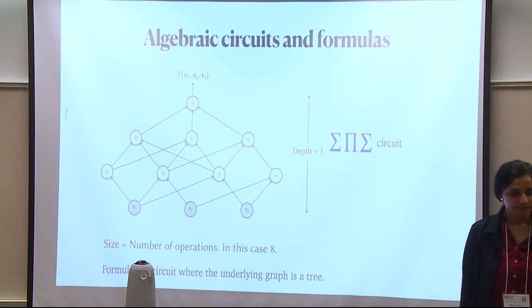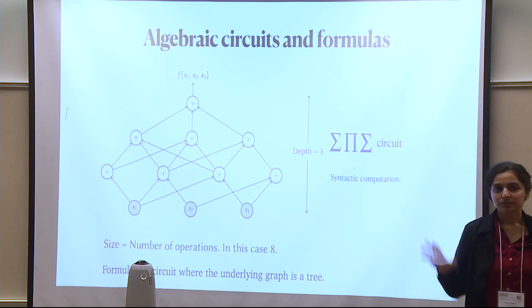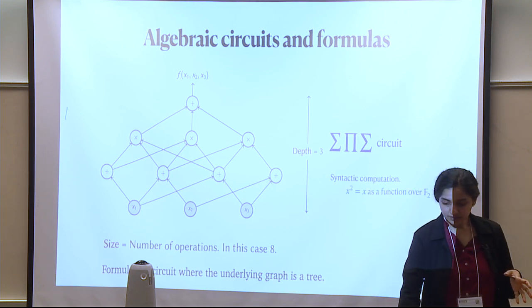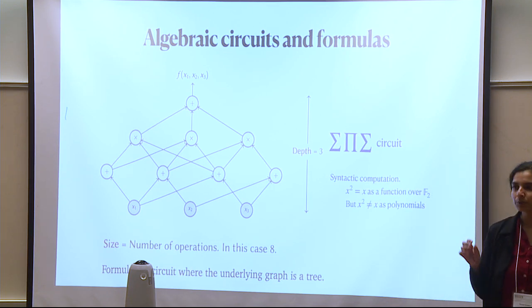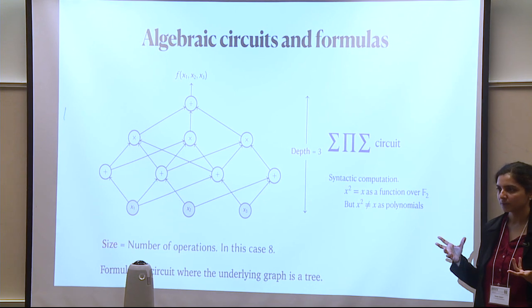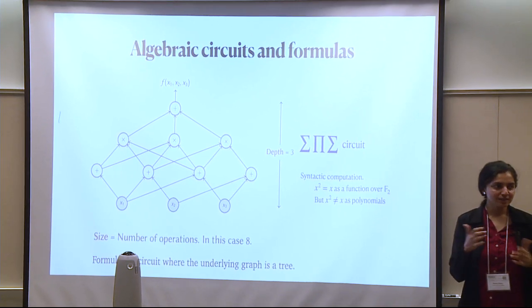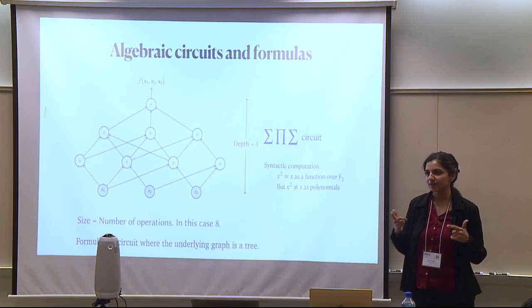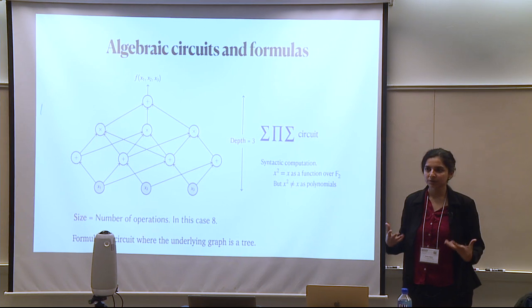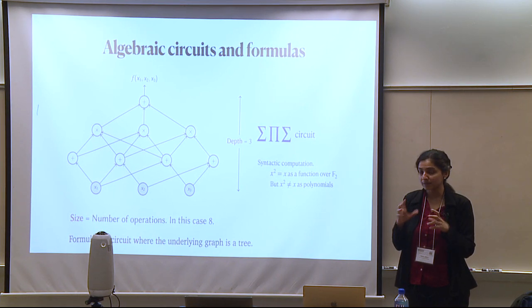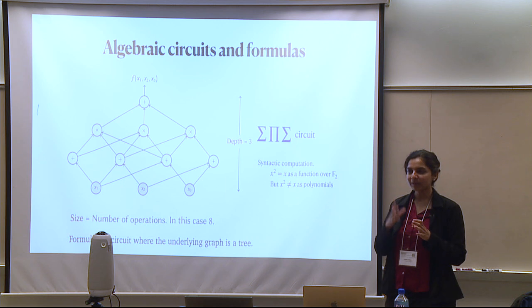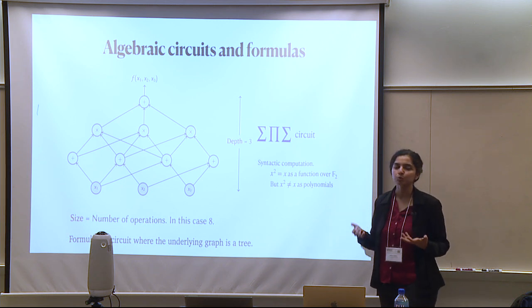Other questions? Great. So one important thing which is different in the algebraic setting compared to the Boolean setting is that this computation is very syntactic. In the Boolean case, for example, if you are working over F2, then x squared and x are the same function, right? Because if you substitute x equal to 1, then x squared and x evaluate to the same value. If you substitute it equal to 0, again it evaluates to the same value. So as a function over 0, 1, they both are exactly the same thing. But as polynomials, they are not. x squared minus x is not a zero polynomial even on F2.